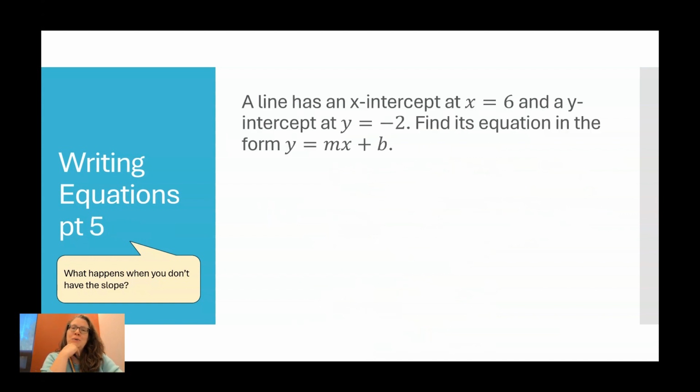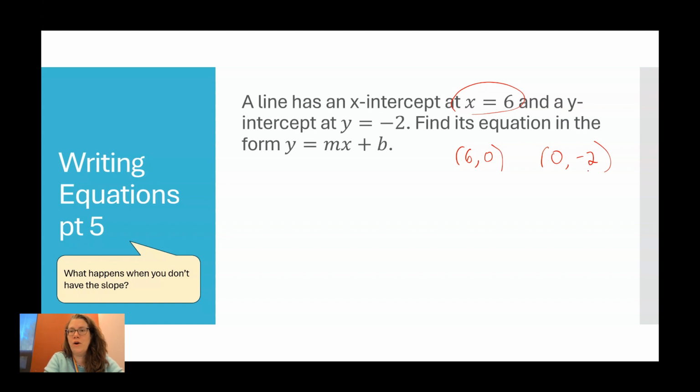So what if we don't have the slope? In this one, I have an x-intercept of 6 and a y-intercept of -2, and I want to find the equation y = mx + b. If the x-intercept is 6, that means it goes through (6, 0). And if the y-intercept is -2, that happens when x is 0. So I've got these 2 points.